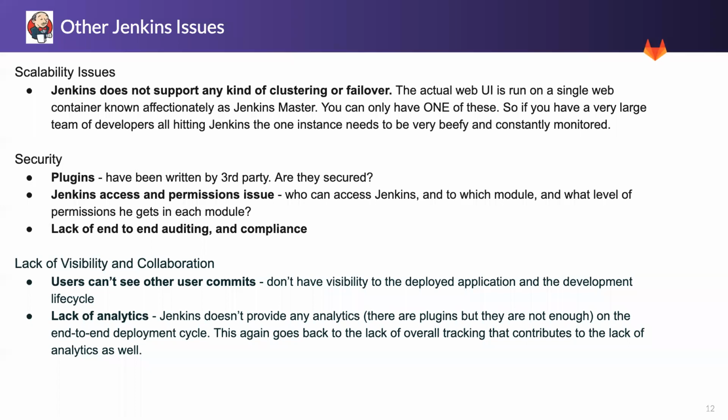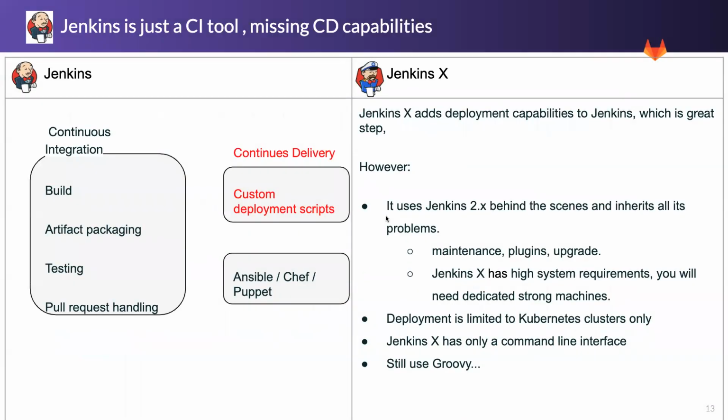Another point is access and permissions. When you install Jenkins, you need to manage and take care of who is accessing Jenkins, to which modules, and what level of permissions that person has. Jenkins lets you do everything, but you are the owner. You need to think about everything, and you need to do everything manually. And of course, lack of auditing and compliance. And again, visibility and collaboration are also missing in Jenkins. I think this is the last point that I want to mention.